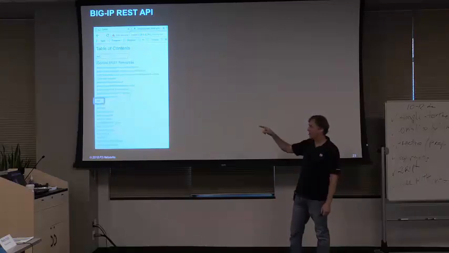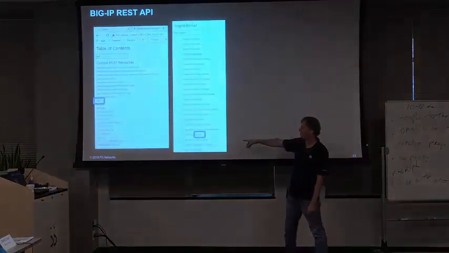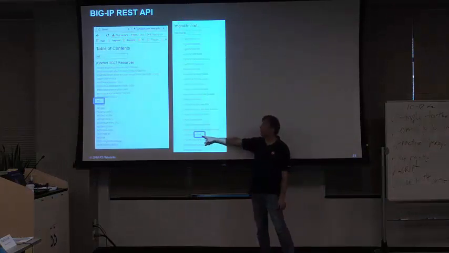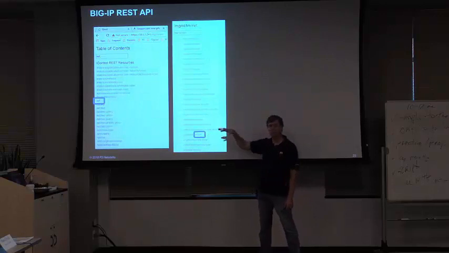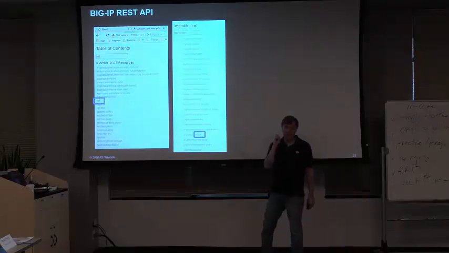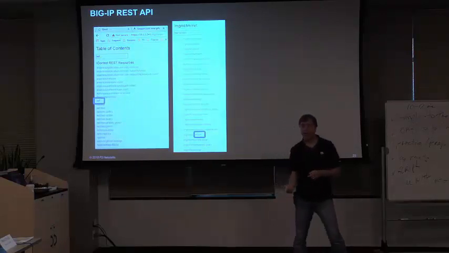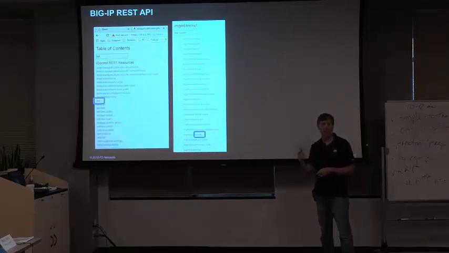So you can do the search box and then go deeper. For instance, there's the self IPs, VLANs would be down farther, the routes, all that stuff is here in this table of contents for the REST API. And we'll go mess around with it in lab here in a minute.